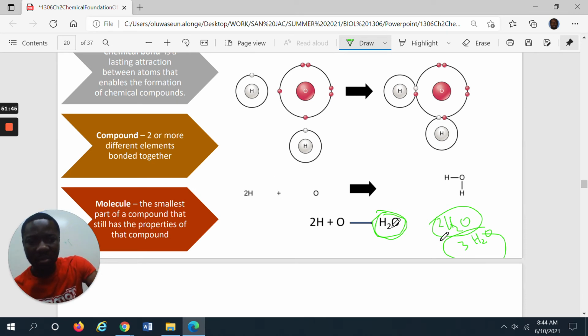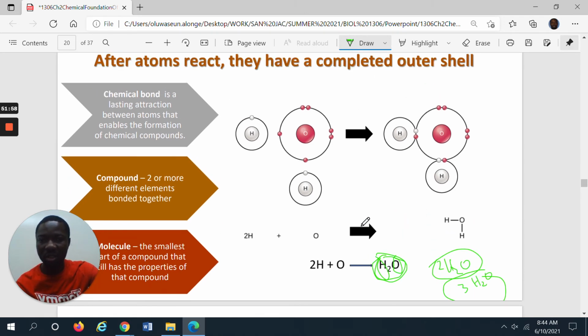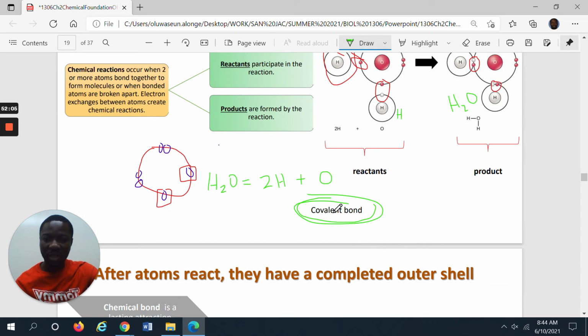And obviously, compound means 2 or more elements coming together. So this is an element, hydrogen is another one. So here we have hydrogen and oxygen. That makes a compound. All right, good. But what's the name of the bond? Covalent bond, right?